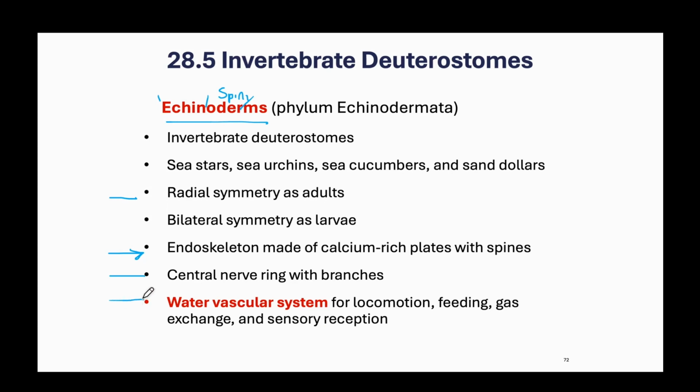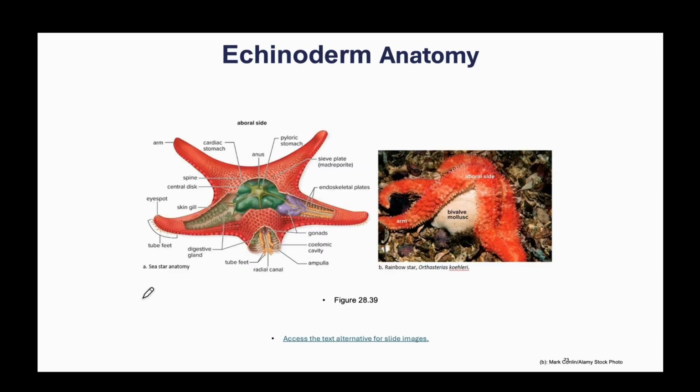So our examples of echinoderms, our spiny skins right here, are going to be like our sea stars. And you notice here it's like radial symmetry. Your sea apples, your sea urchins, and your sand dollars are also examples of them.